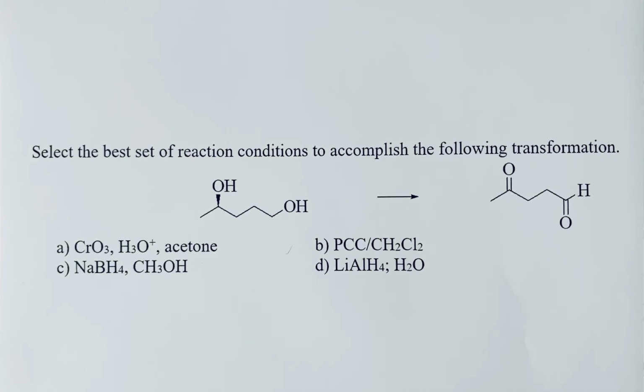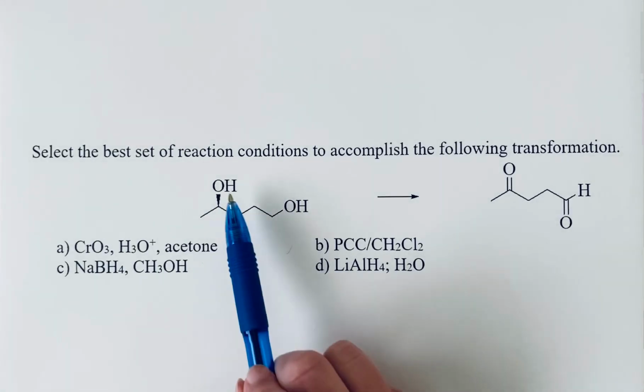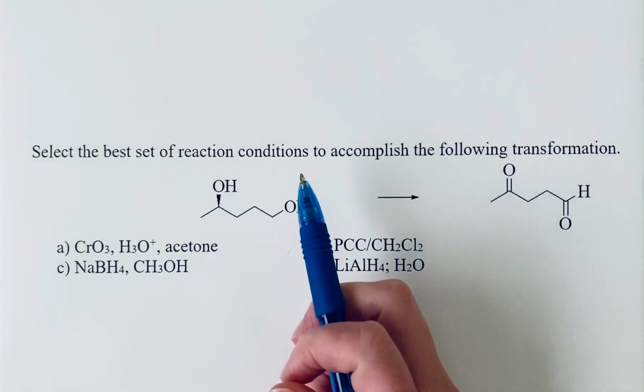Select the best set of reaction conditions to accomplish the following transformation. So we are given a starting material and a desired product. We want to look at what's changing in this reaction. Let's start by looking at our starting material and seeing what it is. We see that we have a diol, so two alcohols.